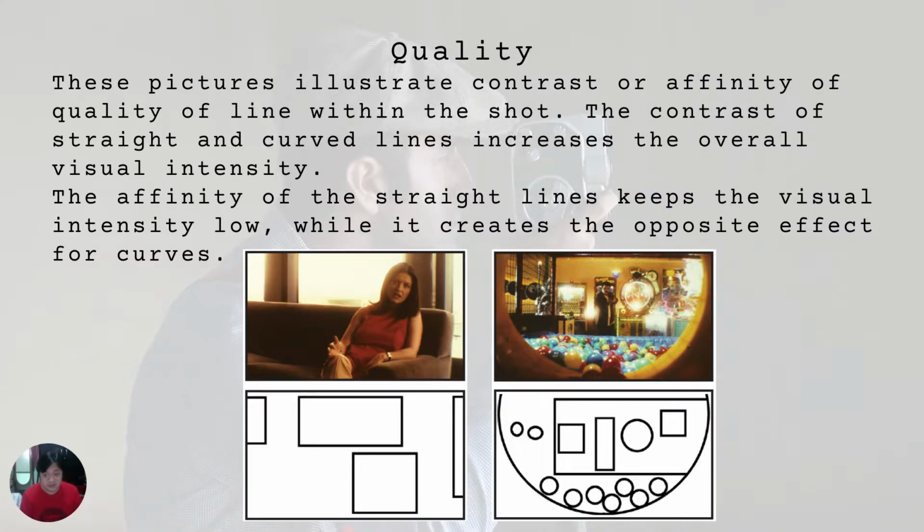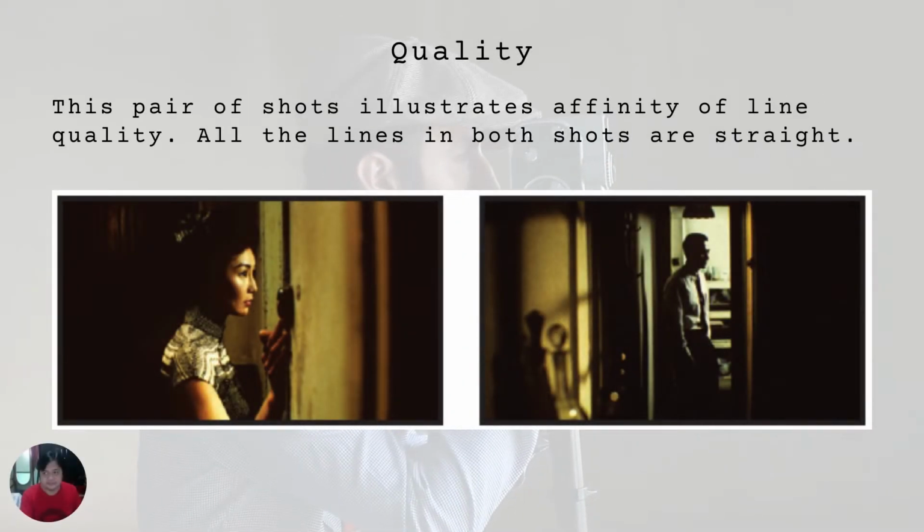Now, curves are, again, more dynamic. Curves can be seen as more movement, while straight lines can be seen, in terms of visual intensity, as more calm. Okay, quality. This pair of shots illustrates affinity of line quality. All the lines in both shots are straight lines.